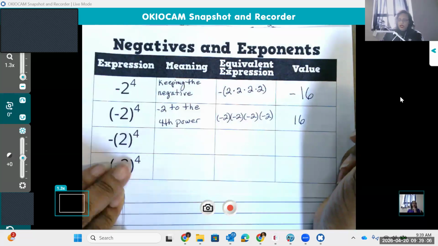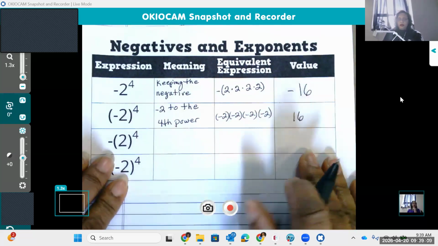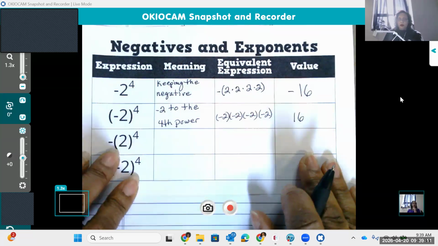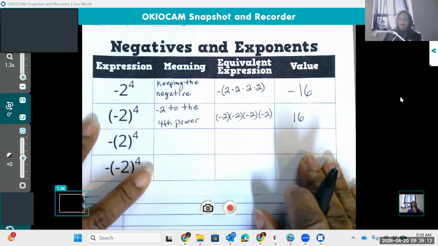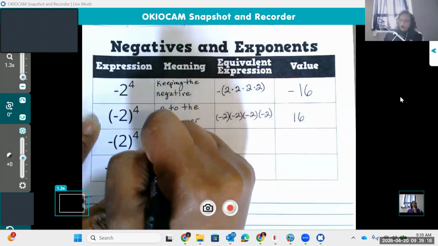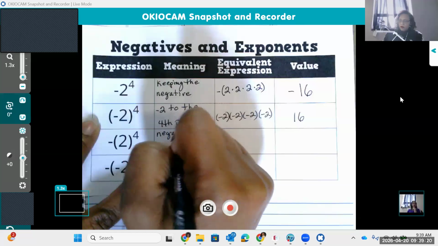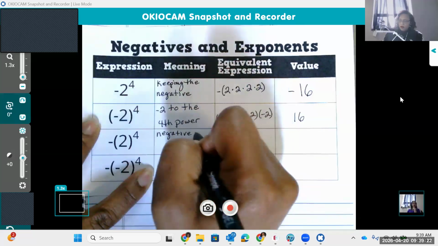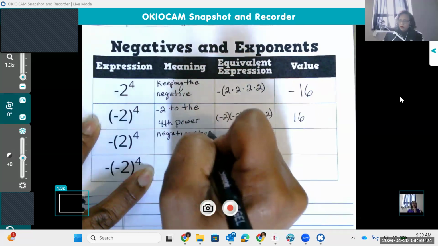The third one is just like the first one, except now we have a grouping symbol. So keep the negative again. So the negative stays outside.